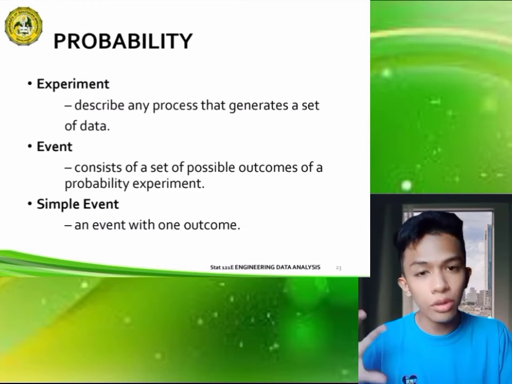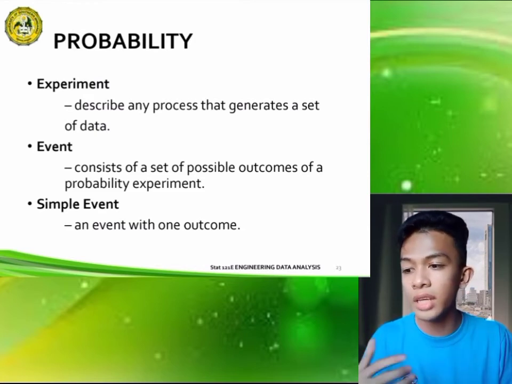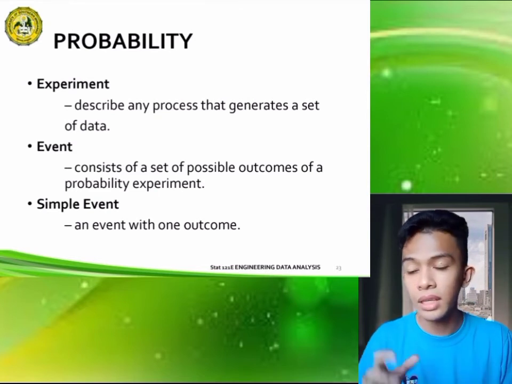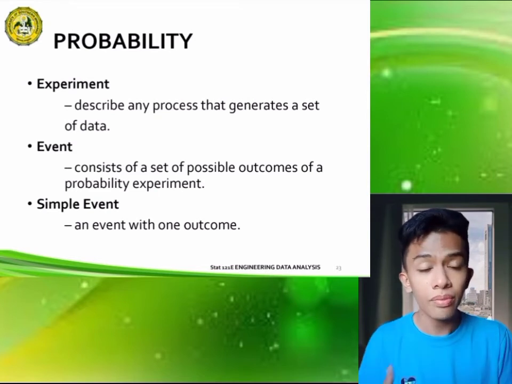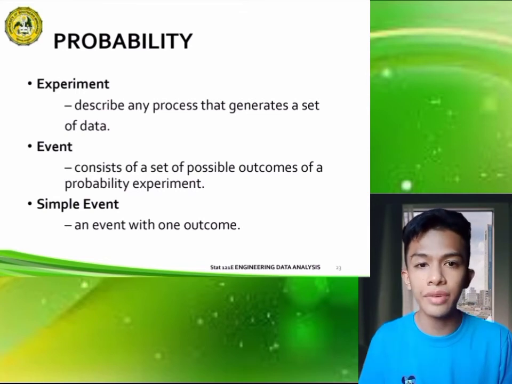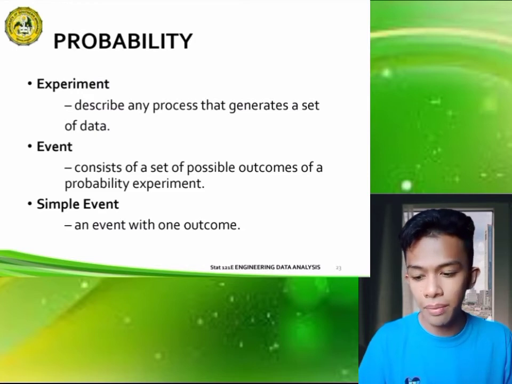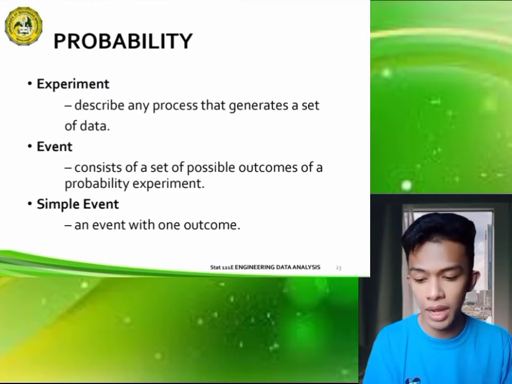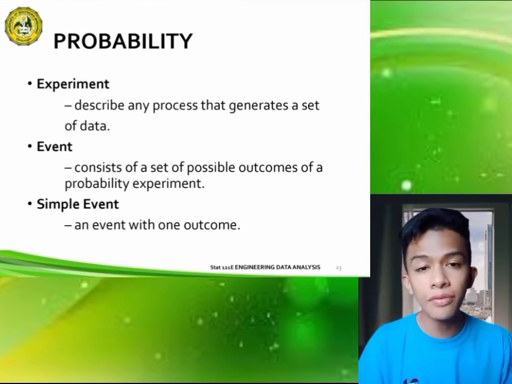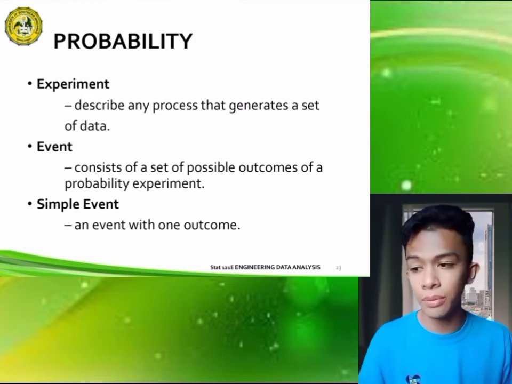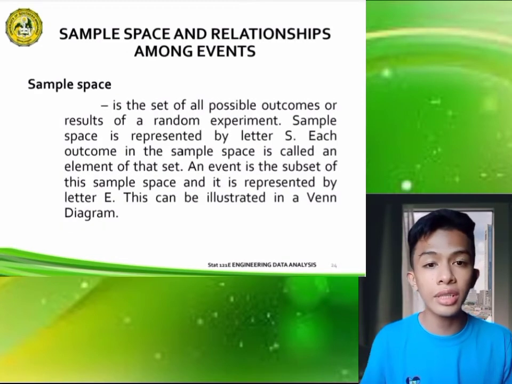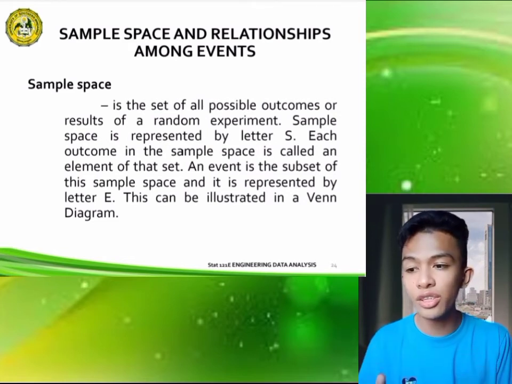So when talking about an event, it consists of a set of possible outcomes from the experiment we did. That can be one or more outcomes. For example, we're tossing a coin or rolling a dice, right? We have possible outcomes depending on our space, the sample space. Now, a simple event, from the word itself, simple, meaning to say with one outcome. Okay? Now, let's proceed to sample space and relationship among events.